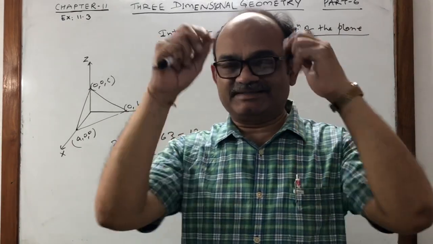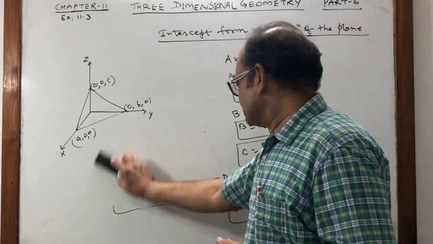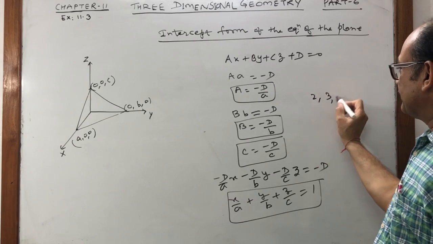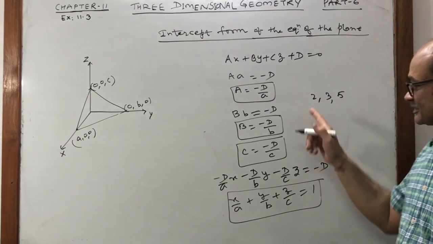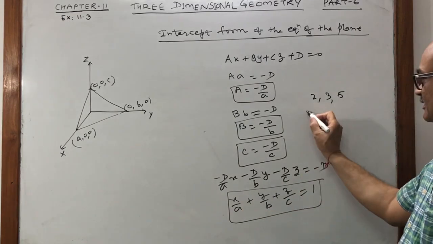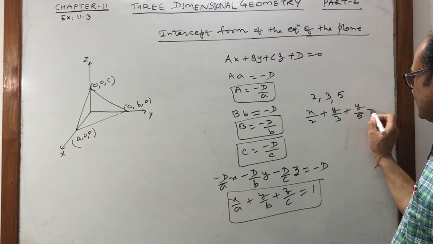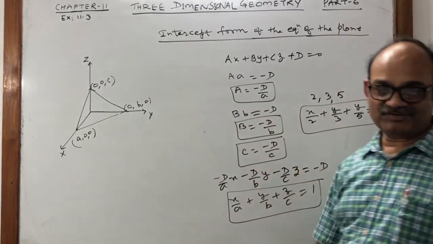And sometimes reverse. They will give you the length of the intercepts. Suppose they will give you intercepts 2, 3 and 5. Find the equation of the plane. So simply put 2, 3 and 5 here. The answer is x by 2 plus y by 3 plus z by 5 equals to 1, the required plane. Take the LCM and get the general form.